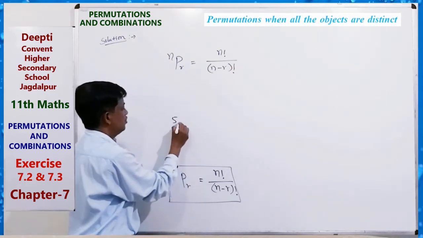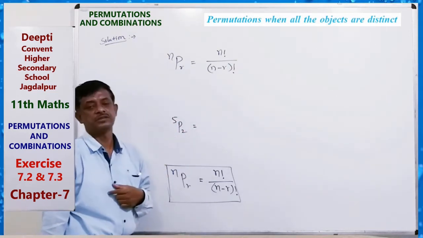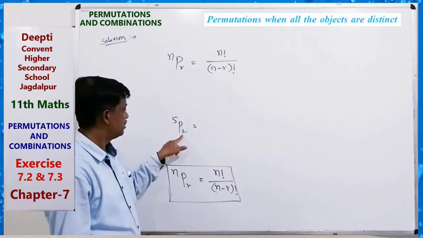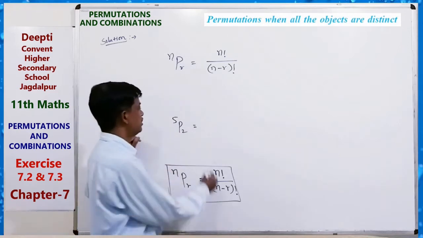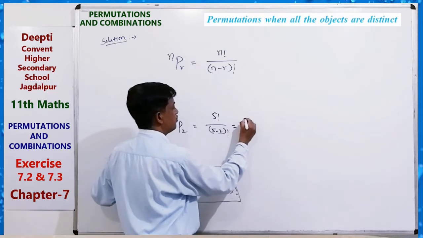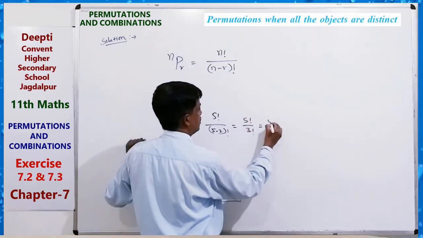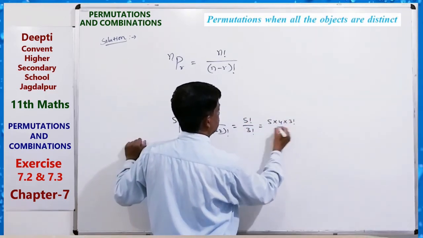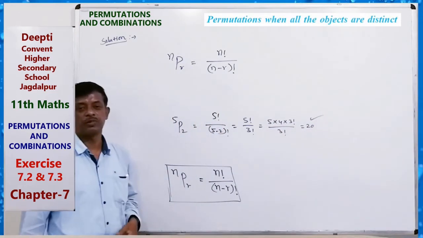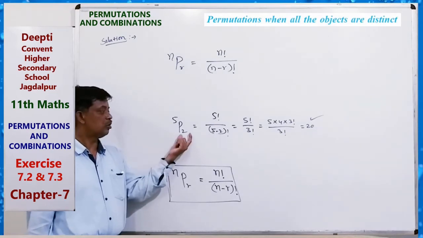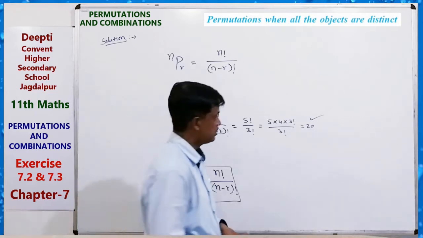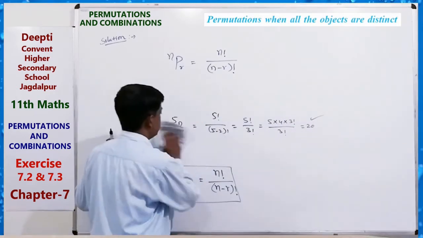So 5P2 means what? Arrangement in a definite order of 2 objects taken from 5 objects. This is 5 factorial upon (5 minus 2) factorial, equals 5 factorial upon 3 factorial, which means 5 into 4 into 3 factorial upon 3 factorial, equal to 20. So the number of arrangements of 2 objects from 5 distinct objects is 20. Clear? So this is the formula for nPr.